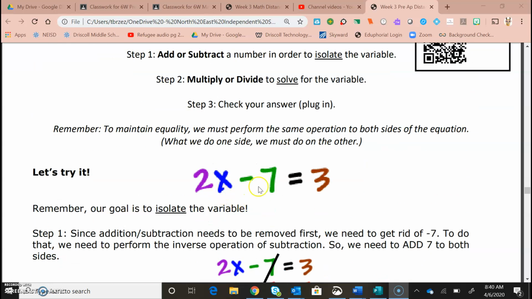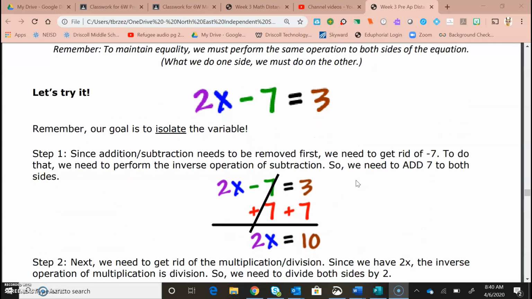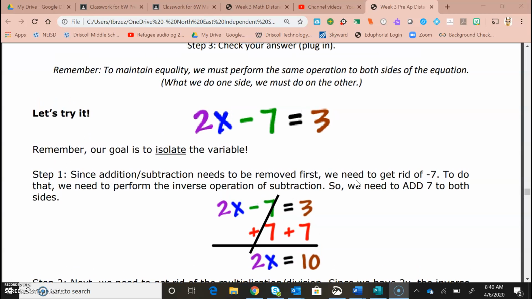Our first example: 2x minus 7 equals 3. Remember, our goal is to isolate the variable. So step 1, since the addition and subtraction needs to be removed first, we need to get rid of negative 7. To do that, we need to perform the inverse operation of subtraction. So we need to add 7 to both sides. When we do that, we end up with 2x equals 10.